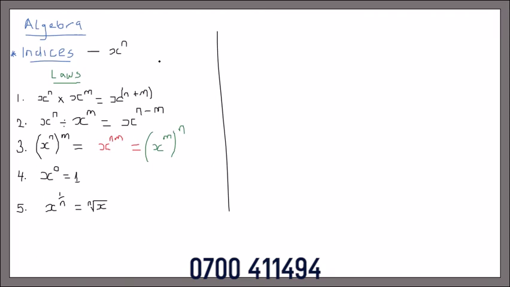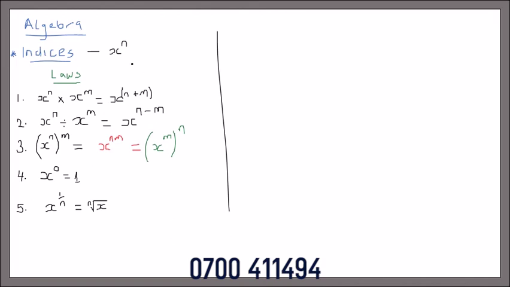Okay, so we shall start by looking at the laws of indices. Here we have 5 major laws, but there are many other laws. So we start with law number 1, which talks about multiplication. Consider multiplication where we have two indices: x to power n and then x to power m. We are multiplying those two indices. Note we have the bases the same.